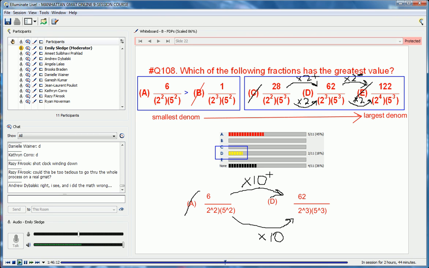So a really great number to multiply by, you might try this later, is to multiply each by the largest denominator, which is 2 to the 4th times 5 to the 3rd. And what you accomplish by doing that is you cancel every denominator, and then you're just comparing the resulting numerator times what was left over. So I'll leave that for you guys to think about.